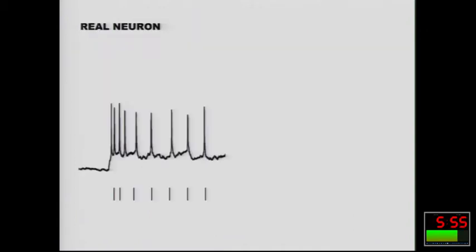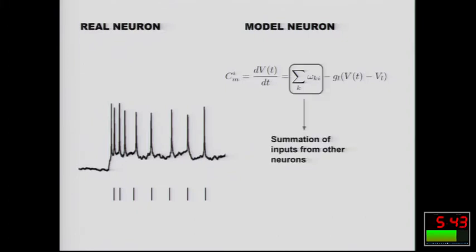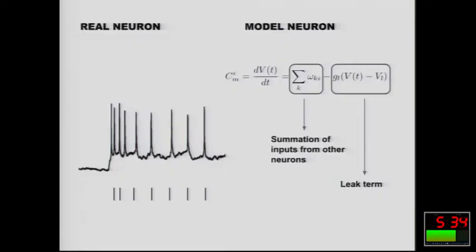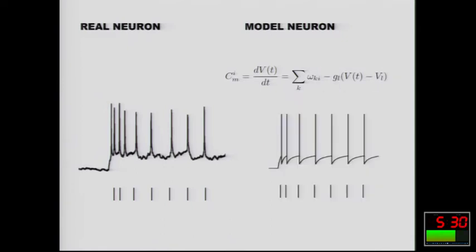So this is a real neuron. You have several spikes, and each spike event is marked with this line on the bottom. And we model these neurons with this differential equation that describes the dynamics of the voltage of the neuron. It's pretty simple. It looks fancy, but it's simple. So this term of the equation integrates the voltage from other neurons that are connected to this neuron. And this other term is just a leak term, because these neurons are not closed compartments. There's voltage that leaks. So we are able to reproduce more or less the same dynamics in model neurons.